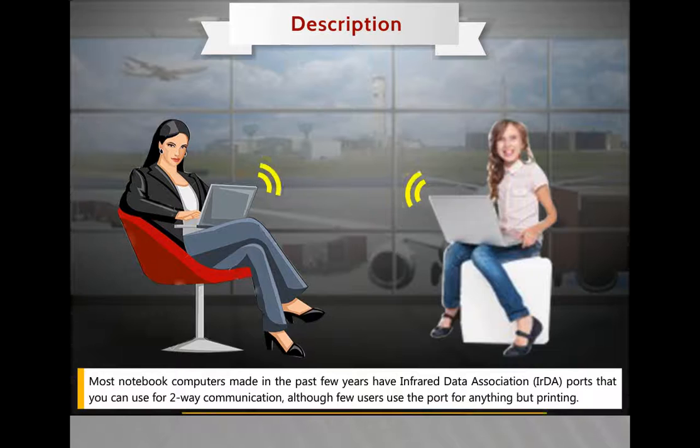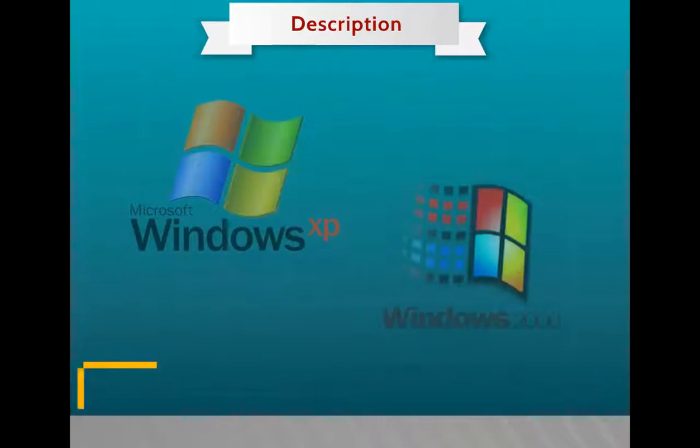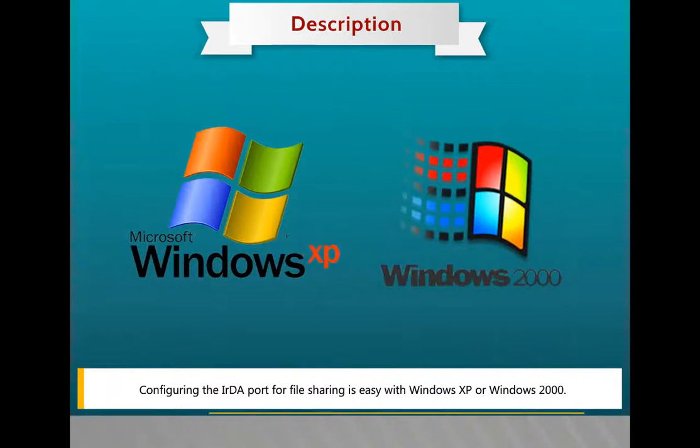Most notebook computers made in the past few years have Infrared Data Association, that is, IrDA ports that you can use for two-way communication, although few users use the port for anything but printing. Configuring the IrDA port for file sharing is easy with Windows XP or Windows 2000.